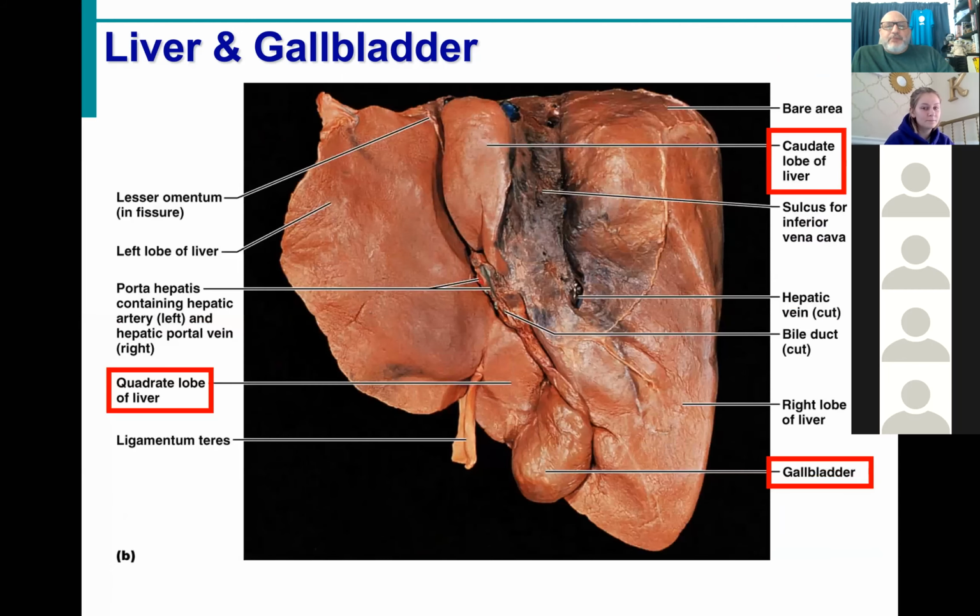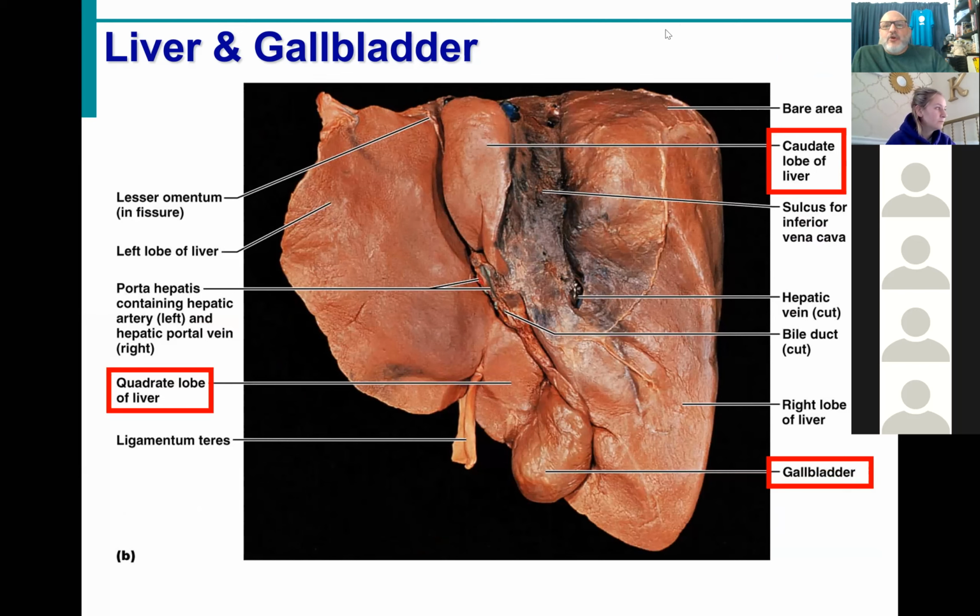When we look at the posterior side of the liver, one of the interesting things we see about this is this nice big indentation. It basically posteriorly wraps around the inferior vena cava. So we can see this nice big indentation in the liver where it wraps around the inferior vena cava.